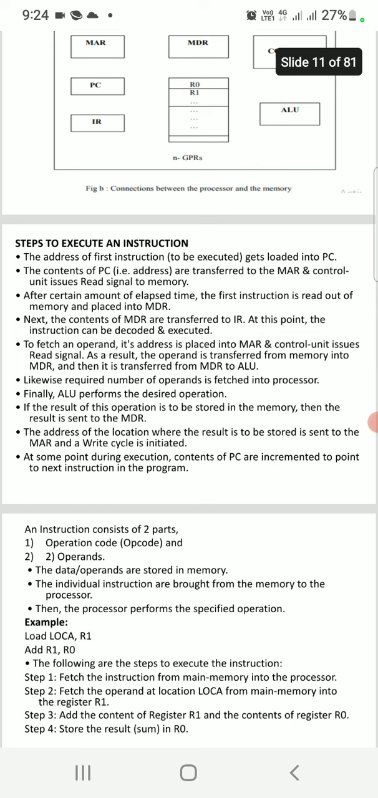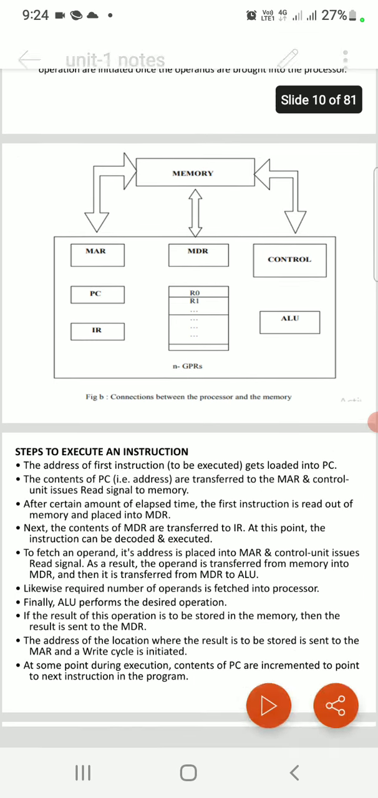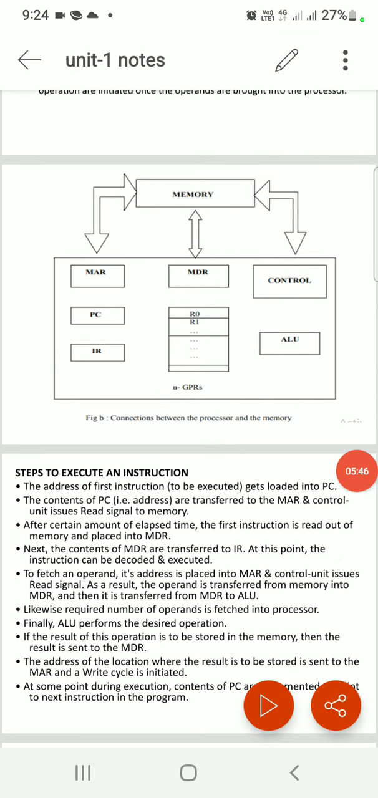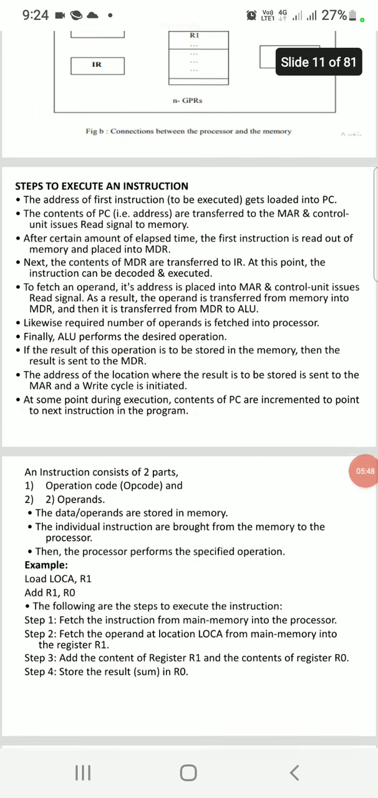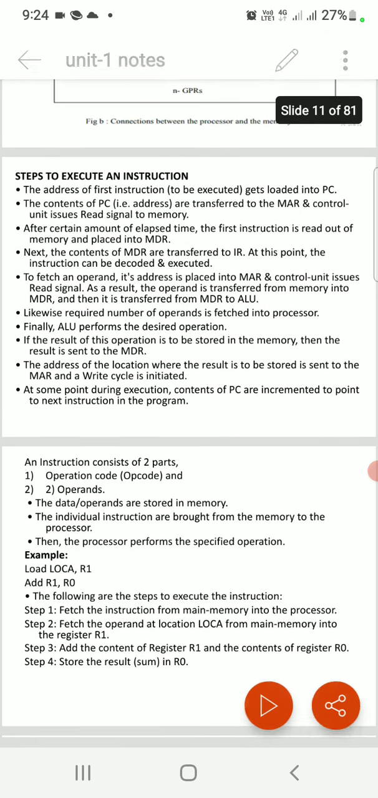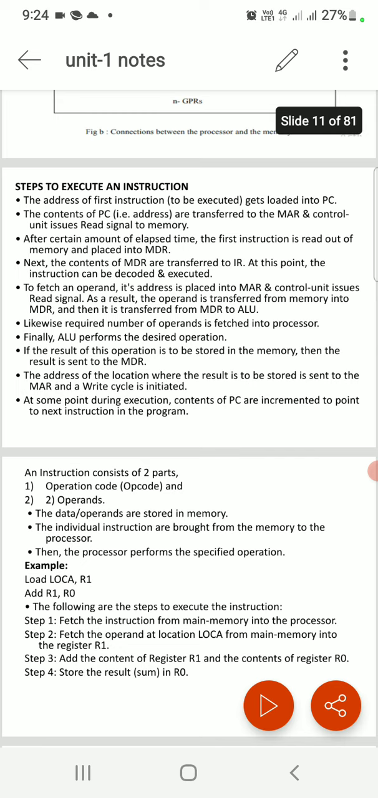So this is the diagram of the basic operational concepts. This is an example: location A, Move R1, Add R1, R0. There are the following steps to execute the instruction.